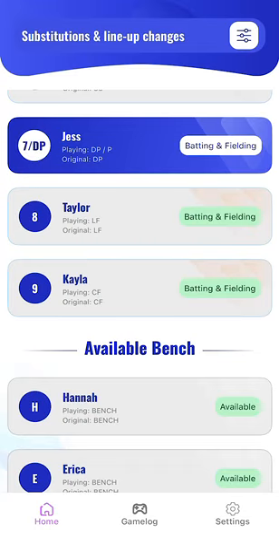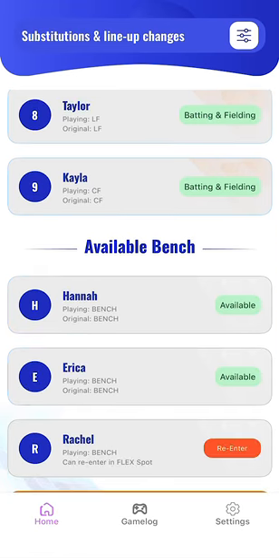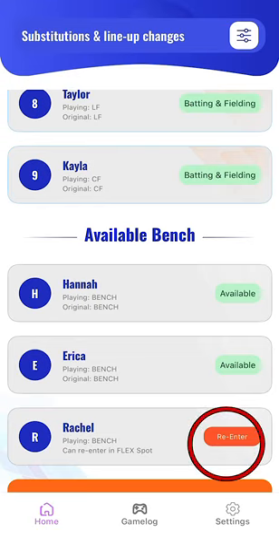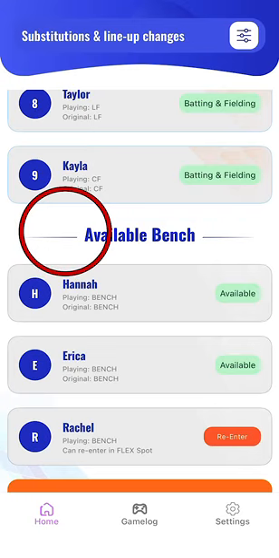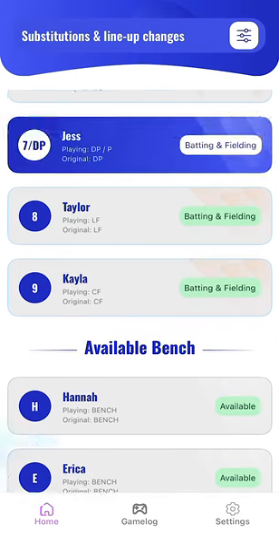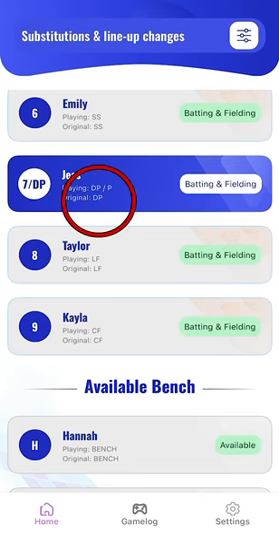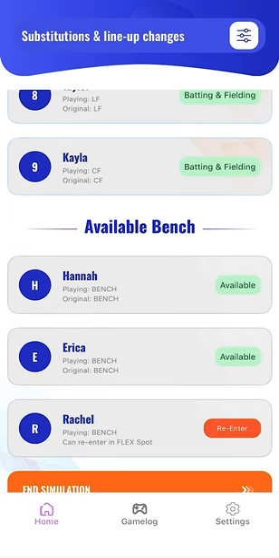So now what that allows us to do is, when Jess gets tired and can't pitch anymore, now we have relief pitcher Rachel on the bench here to re-enter into the flex spot. And so we could just re-enter Rachel here, and then Rachel pitches and doesn't bat, and then Jess, of course, can just be DP and batting, because Jess is a pitcher who can hit. So Jess would stay the DP, and Rachel, our relief pitcher, would come in to pitch. So that's one reason you want to do that.